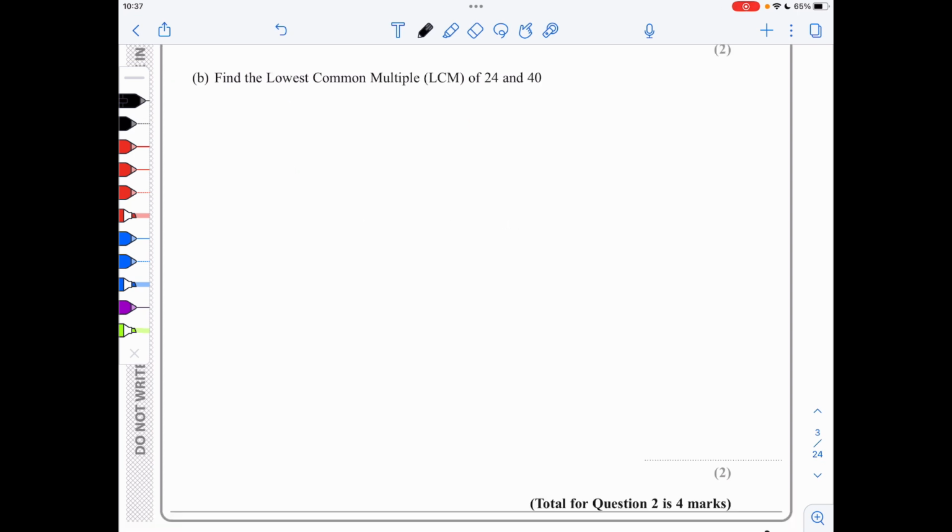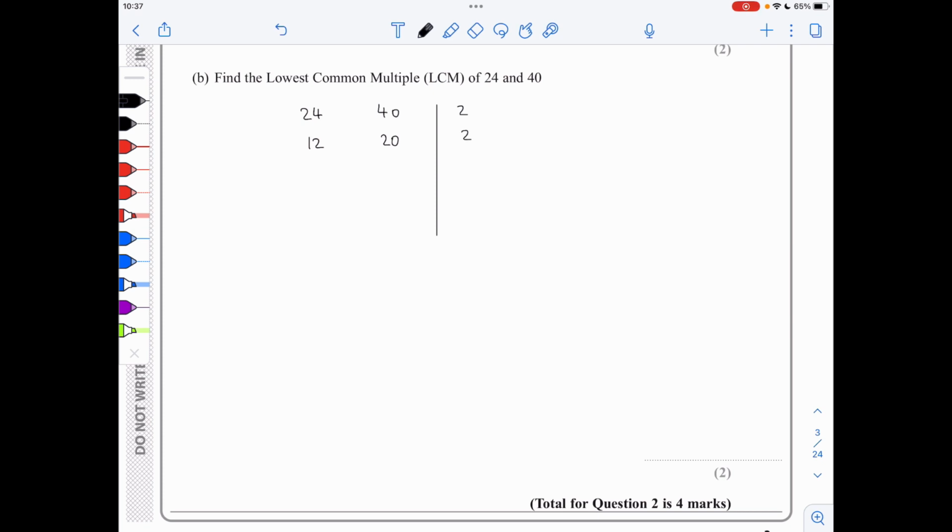In B, we're asked to find the lowest common multiple of 24 and 40. And now we'll put 24 and 40 next to each other, and I will keep dividing by prime numbers until I make both of them end at 1. So I start by dividing by 2. Both of them are divisible by 2. So I get 12 and 20.